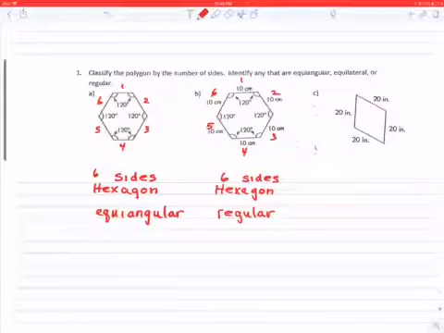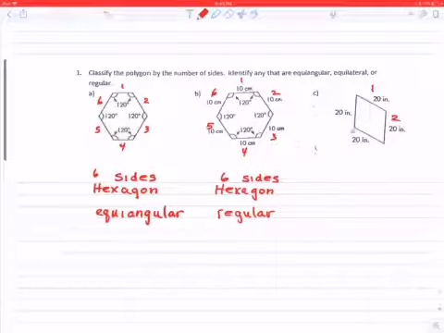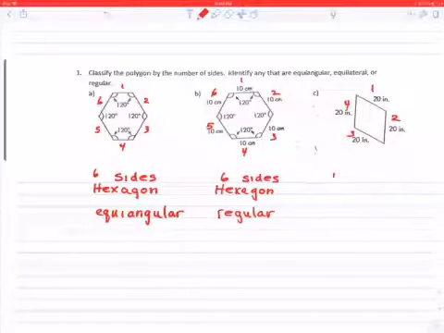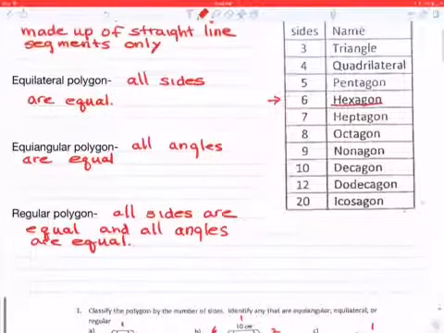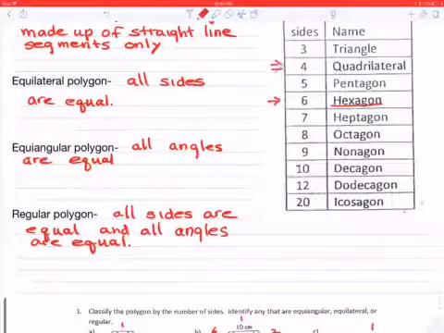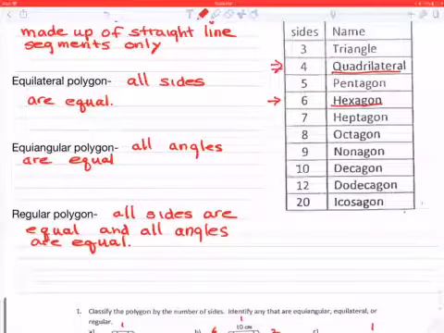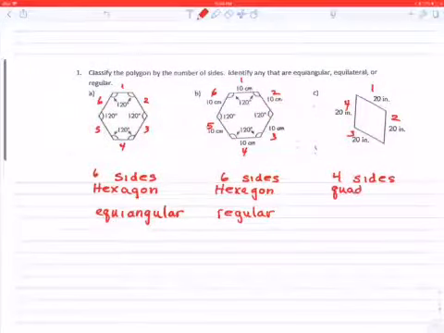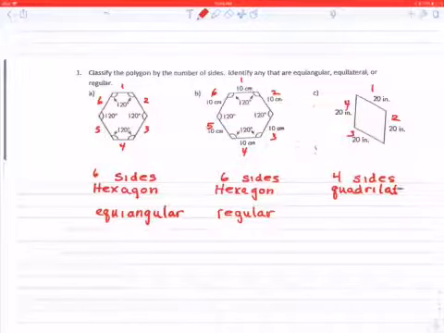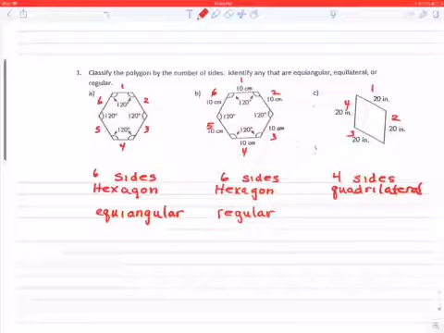And in C, if we count the sides, we see that it has 4 sides. So if it has 4 sides, I'll go to the chart, and for 4 sides, it would be a quadrilateral. Since all the sides measure exactly 20 inches, and the angles obviously are not equal, we'd say it's equilateral.